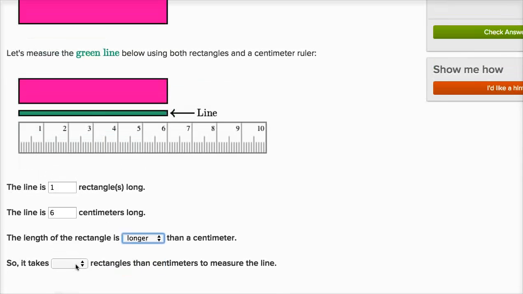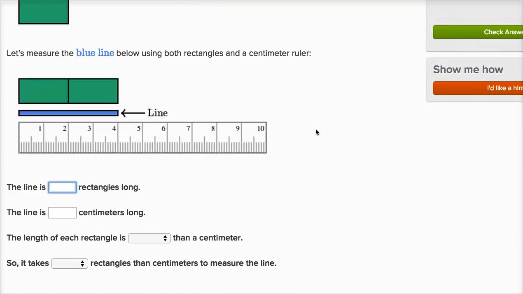So it takes blank rectangles than centimeters to measure the line. Well, since the rectangle is longer, it takes fewer rectangles than centimeters to measure the line. So it's fewer rectangles than centimeters, and you see that. Fewer rectangles. 1 is fewer than 6. It only took 1 rectangle to measure the line because the rectangle is so long, and it took 6 centimeters to measure the line. So it took fewer rectangles than centimeters to measure the line.